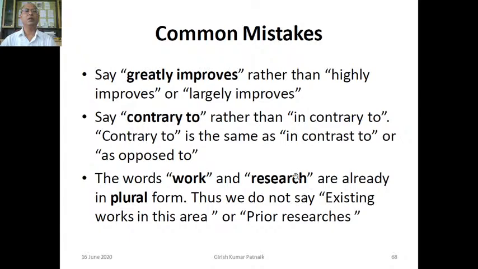Then some more words, like greatly improves, you can use this instead of highly. Then also we write contrary to. It is better to use the words contrary to rather than writing in contrary to. Now if you see the last point, work and research, they are already plural. Never write works, never write researches. It itself is a plural, so you don't convert it to a plural. Work, research, it implies that it is plural.